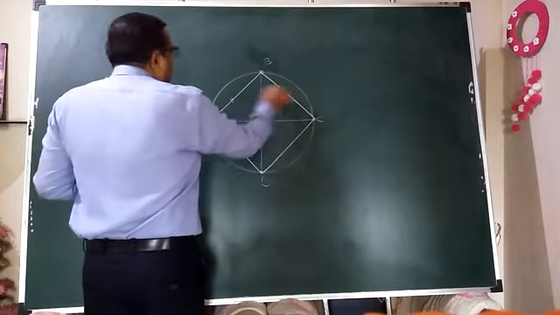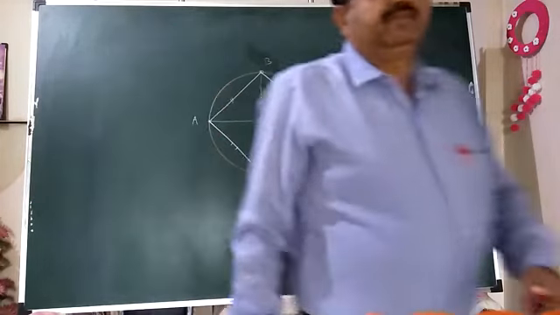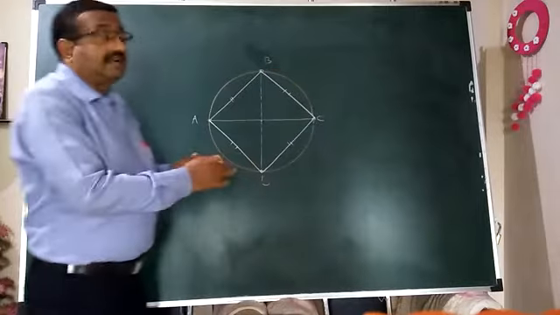So naturally all the 4 sides of this figure will be equal. That is why we are going to call it a square which is inscribed in a circle. Inscribed in a circle.